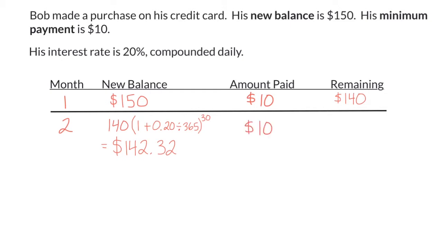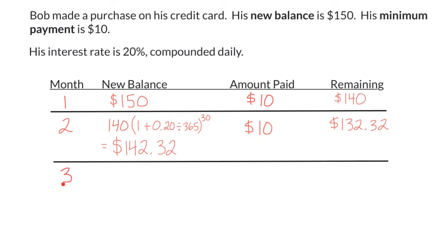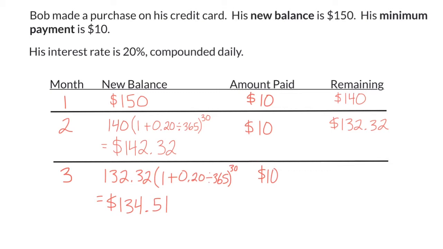Okay, now again, he just pays the minimum $10. So if we take our new balance and subtract the payment, we end up with $132.32. Now we can do the same thing for the third month. His starting balance is $132.32, but we have to use our compound interest formula, 20% compounded daily for 30 days, to find the actual new balance in the third month. Then we have to subtract the payment of $10 and we end up with our remaining balance.